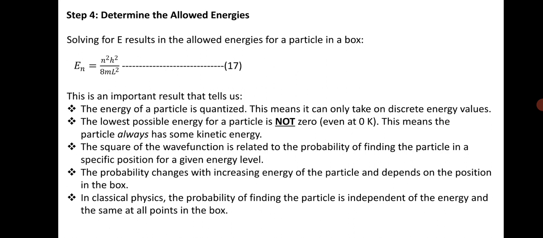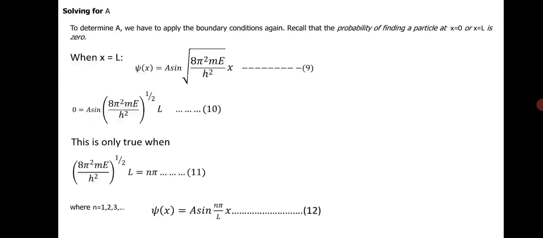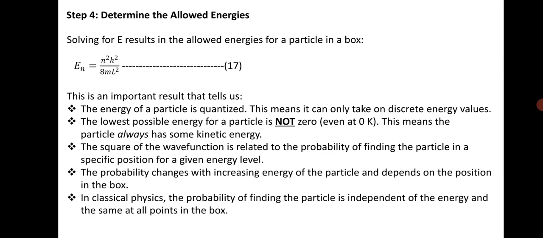Now to determine the allowed energies, you have the equation for energy that is given by En is equal to n square h square by 8 m L square. From where did you get this equation? You will get this equation from equation 11: (8 pi square m e by h square) to the power half into L is equal to n pi. By simplifying this equation, you will get E is equal to n square h square by 8 m L square.